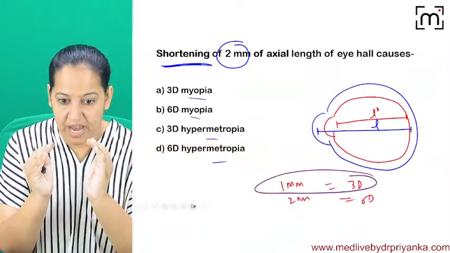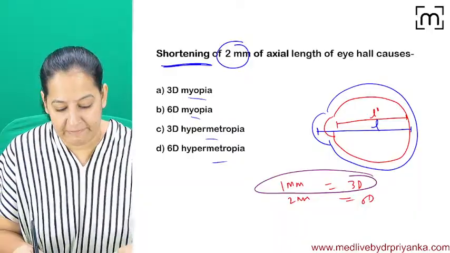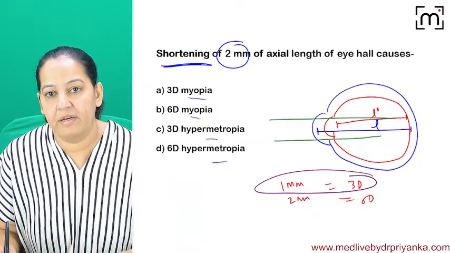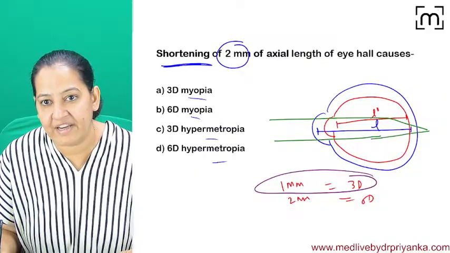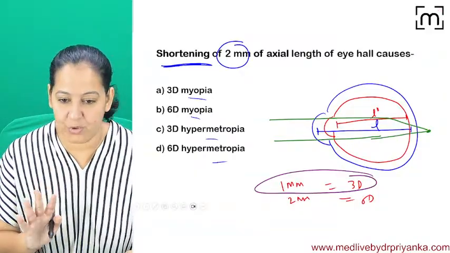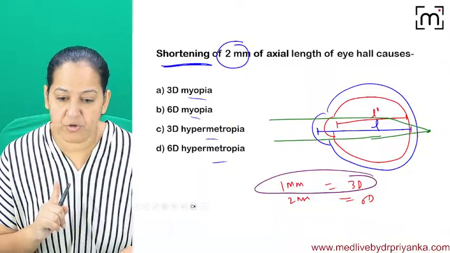When there is shortening of the eyeball, the rays coming from infinity will converge beyond the retina. And convergence beyond the retina is hypermetropia. I will explain in the disorders, don't worry. This is an important question, repeatedly asked.